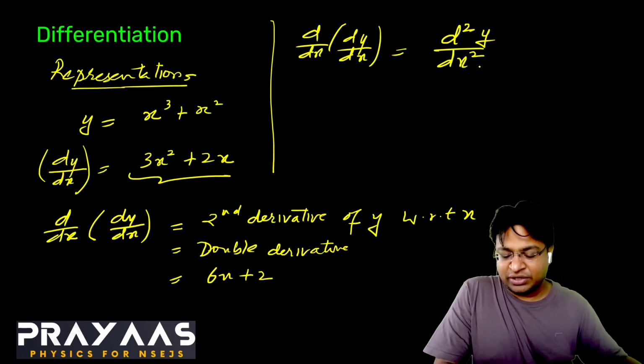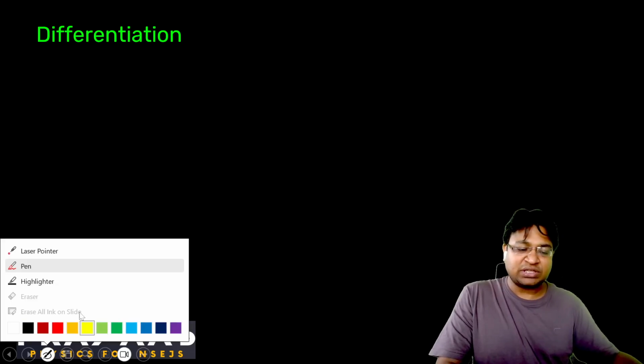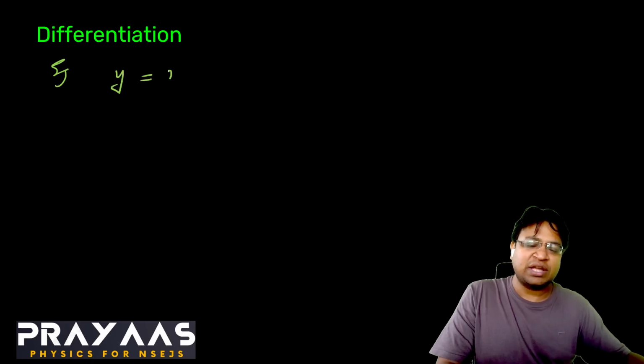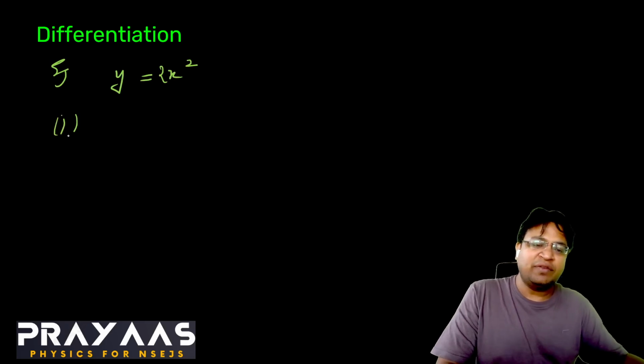Okay, on d and on x. To highlight this, let me give you a very simple example. Suppose y is x square, or let's say 2x square. Now evaluate the following.